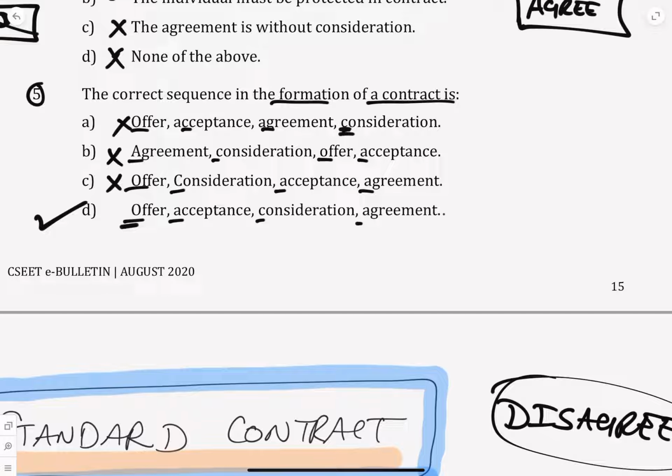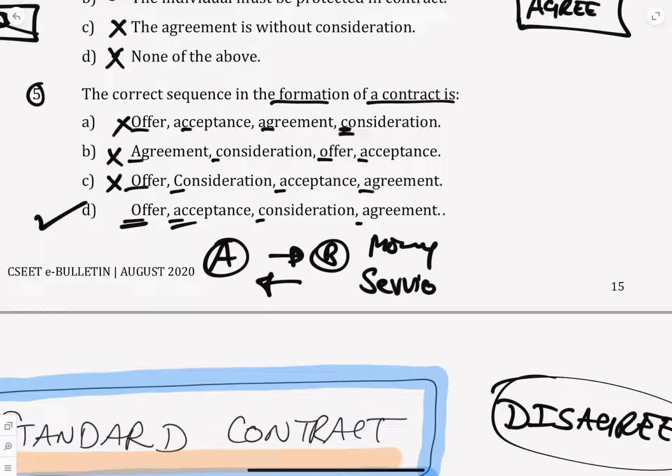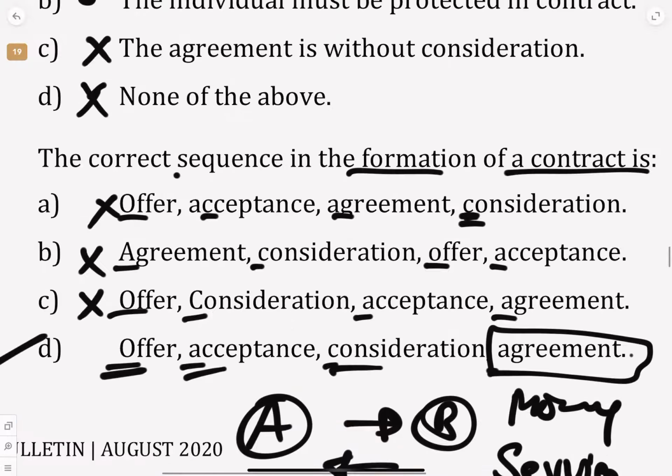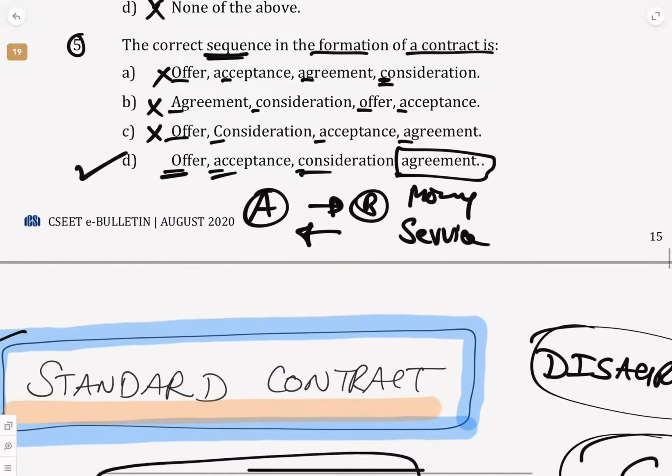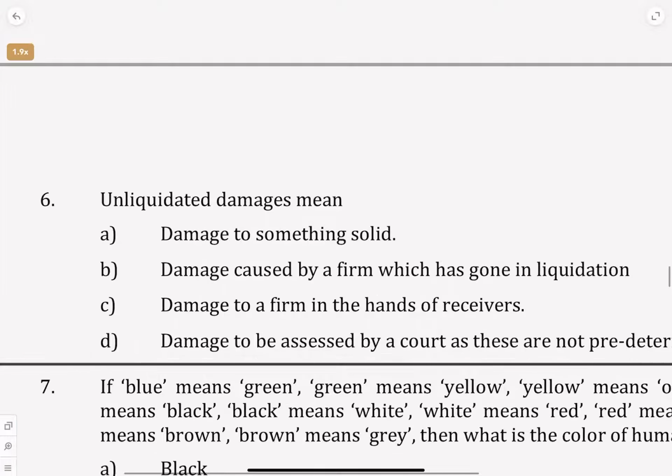First there is offer. A has offered something to B. Then B has accepted it. Consideration: A is giving money to B and B is giving the service or product to A. That time they have an agreement. So this is the sequence. So this is how you should analyze. Then we come to the last question.